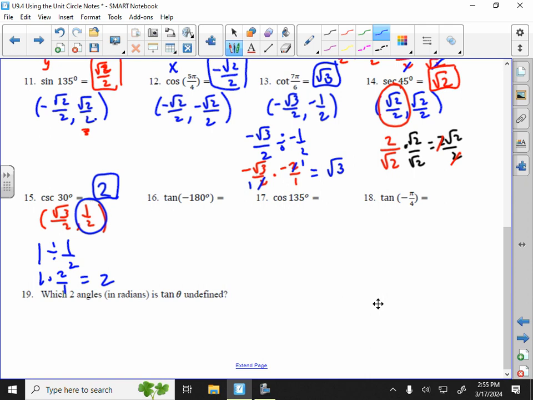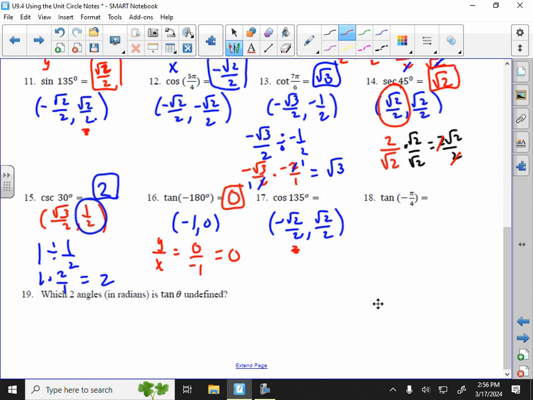All right, tangent negative 180. So negative 180 is the same place as where positive 180 would be, and that's at negative 1, comma, 0. Tangent is y over x, which would be 0 over negative 1, and that simplifies to 0. So if 0 is on top, the answer is 0. All right, cosine 135. So the ordered pair, negative root 2 over 2, comma, positive root 2 over 2. Cosine is the x-coordinate, and so that would be negative root 2 over 2.